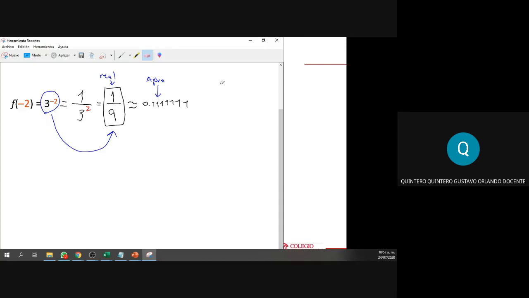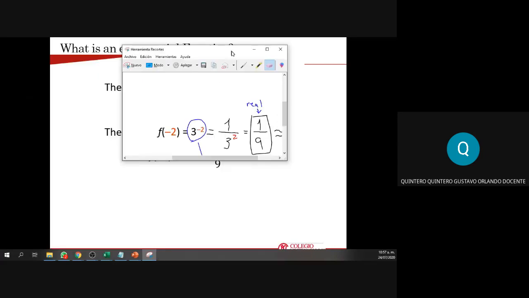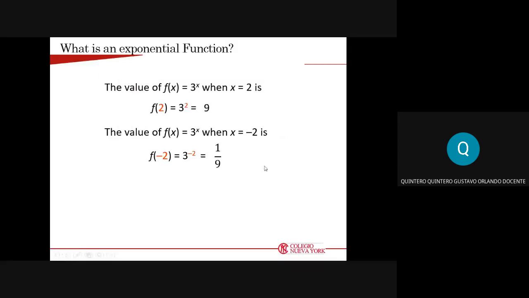All right, guys, did you get it or not? All right, cool. So let's continue evaluating our functions. What is the value of this? The value of g, the function g, 0.5 to the x. We are going to evaluate the function when x equals 4.